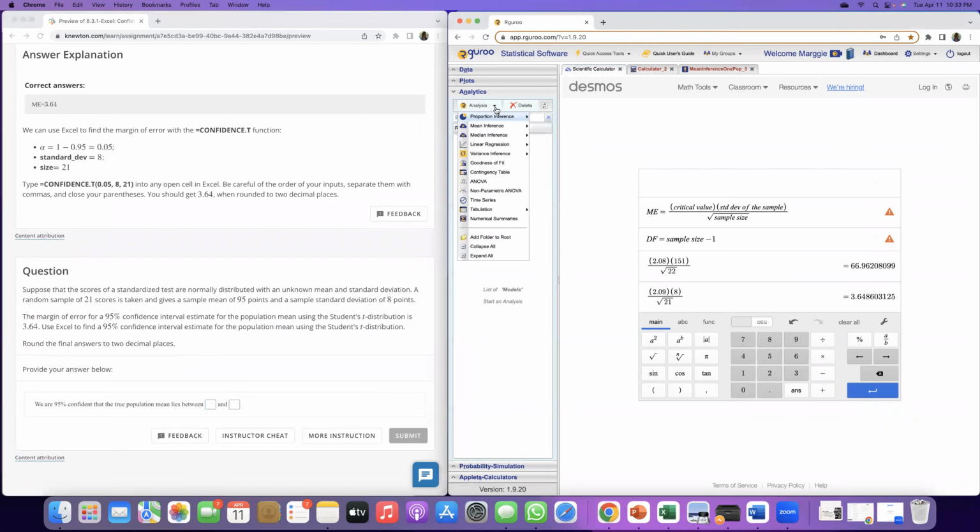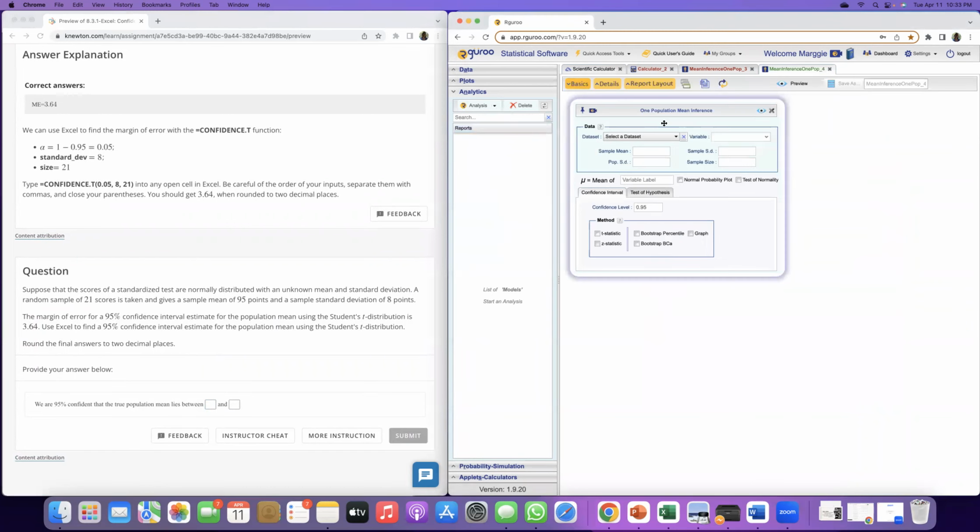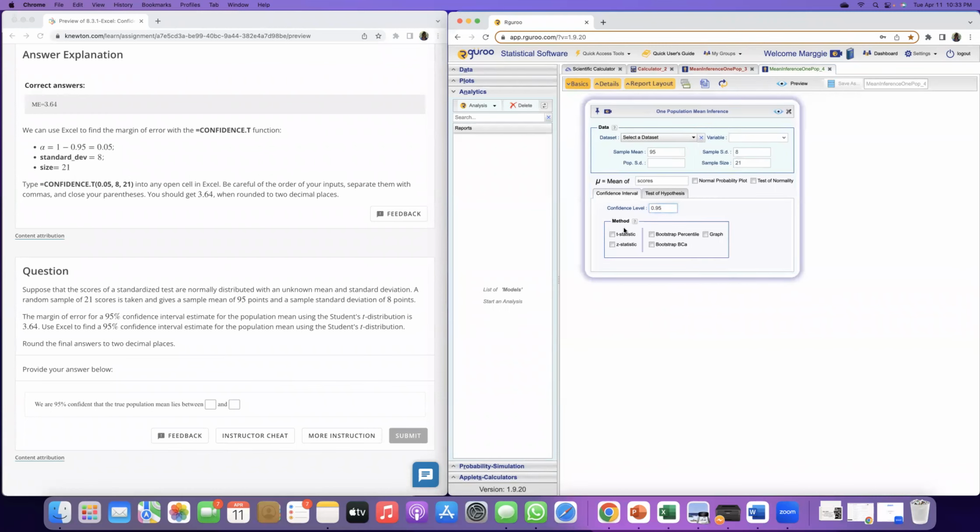So if we go here and we open our mean inference for one population, we write what we know. So again, we know that the sample size is 21. We know that the sample mean is 95. And we know that the sample standard deviation is 8. I'm going to label my variable. We are calculating a 95% confidence interval. And again, the method, when we don't know the standard deviation of the population, is a t.